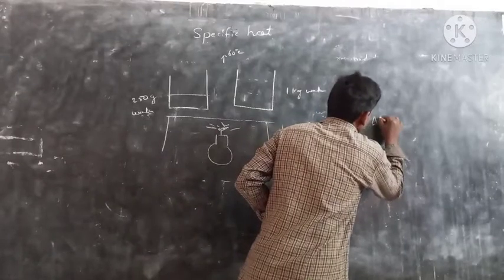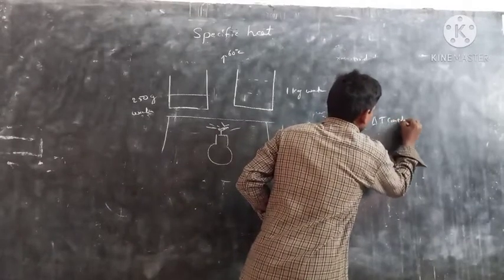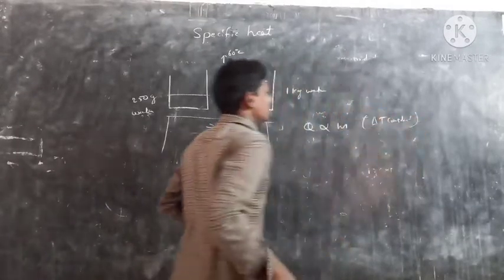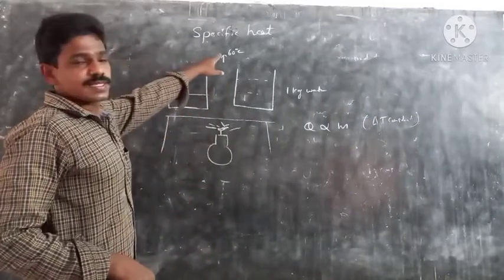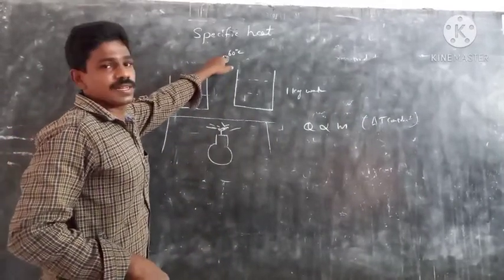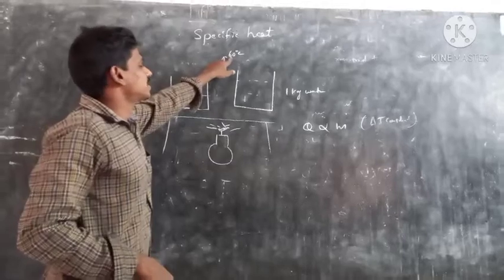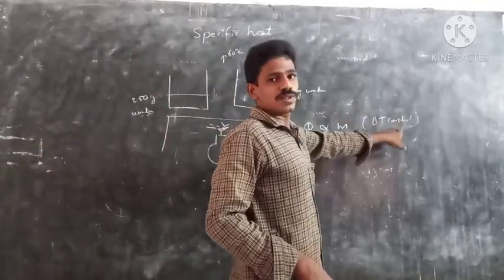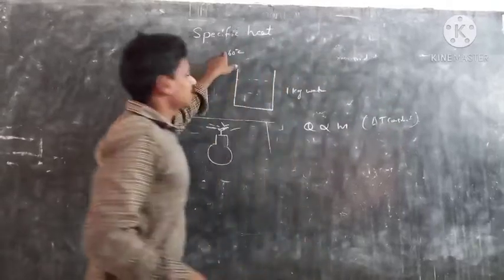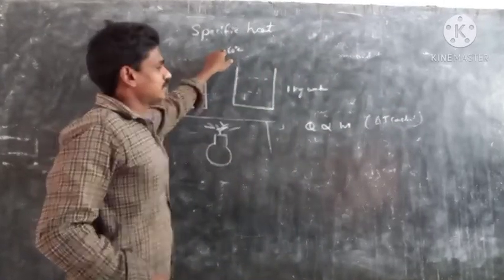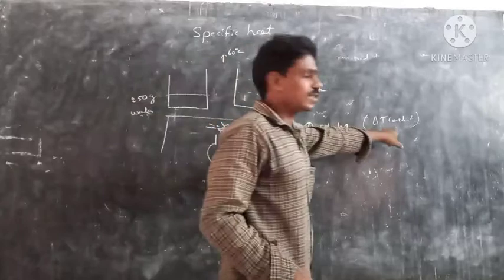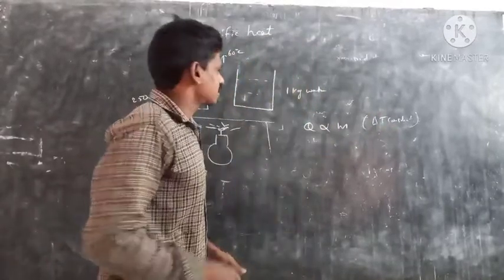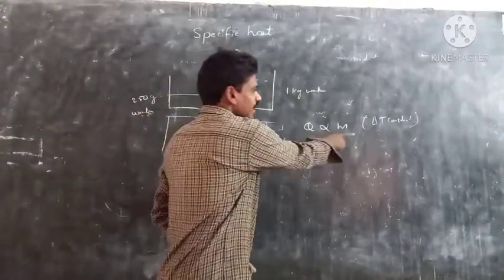When delta T is constant. Here we are raising the temperature to 60 degrees centigrade. We have fixed the temperature at 60 degrees centigrade. That's why the change in temperature is constant. The change should be 60 degrees centigrade. That's why delta T is constant. When delta T is constant, Q is directly proportional to M.